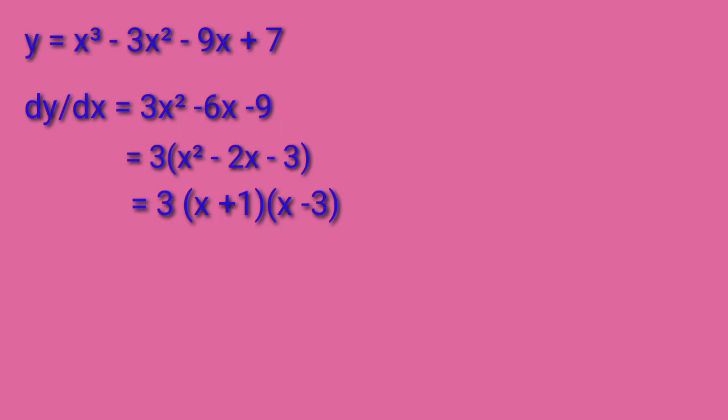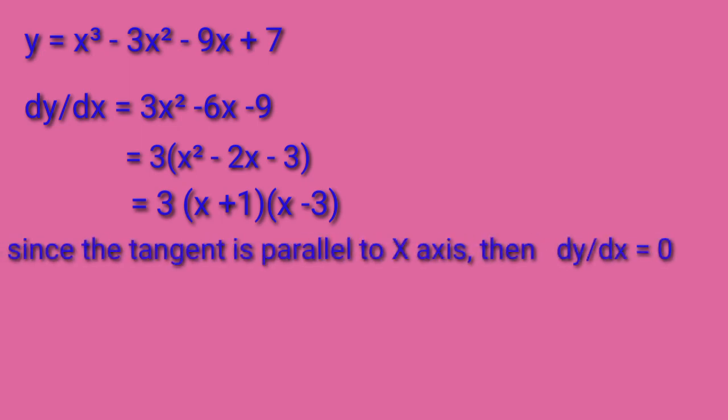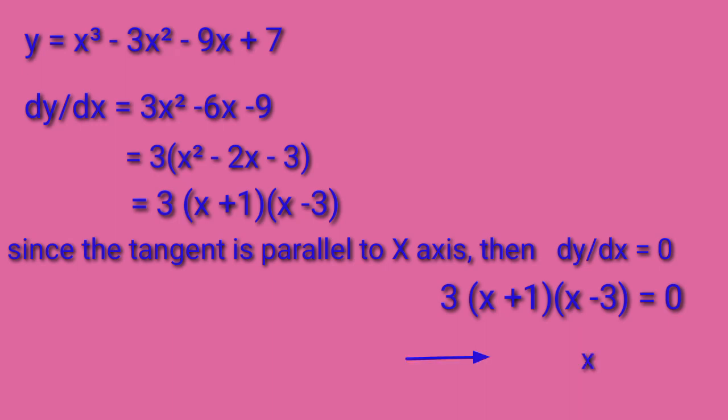Then it is given that the tangent is parallel to x-axis. As we know, if the tangent is parallel to x-axis, then slope is 0. That means dy by dx is equal to 0. That means 3 into x plus 1 into x minus 3 is equal to 0. That means x plus 1 into x minus 3 is equal to 0. That is, x is equal to minus 1 or x is equal to 3. Two values are there for x.